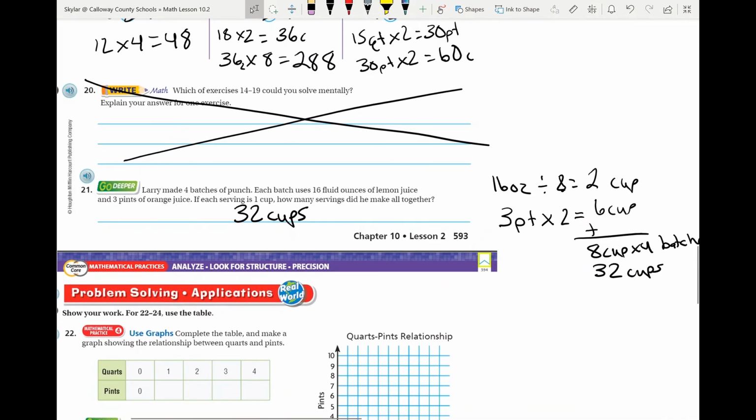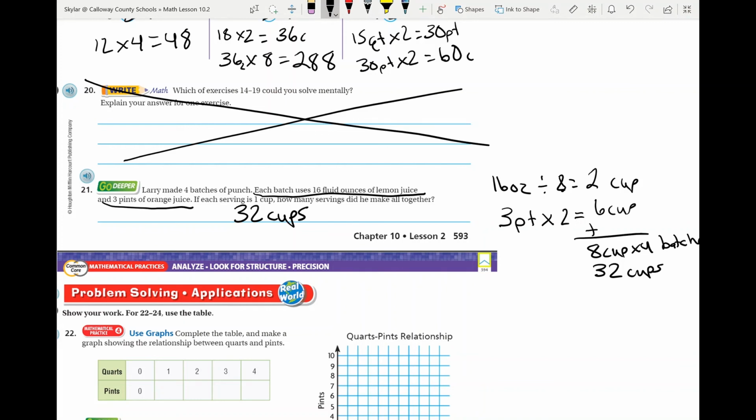Now moving on to the bottom, we got 32 cups, and here's why. Larry made 4 batches of punch. That's why at the end I multiplied my answer by 4, but we'll get into that later. Each batch uses 16 fluid ounces, so 16 ounces, and 3 pints of orange juice. So we're trying to figure out how many cups that is going to be. Well, first we need to change our ounces and our pints into cups. 16 divided by 8 gives you 2. 3 pints times 2 gives you 6 cups. And I added those together because that's how much it is for each batch. Each batch uses that amount.